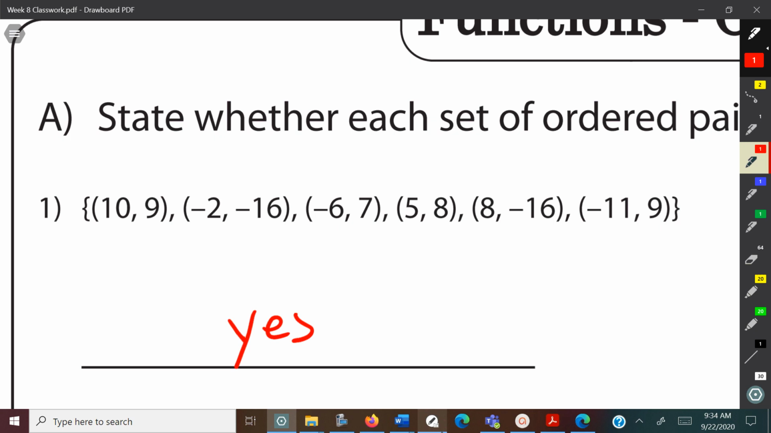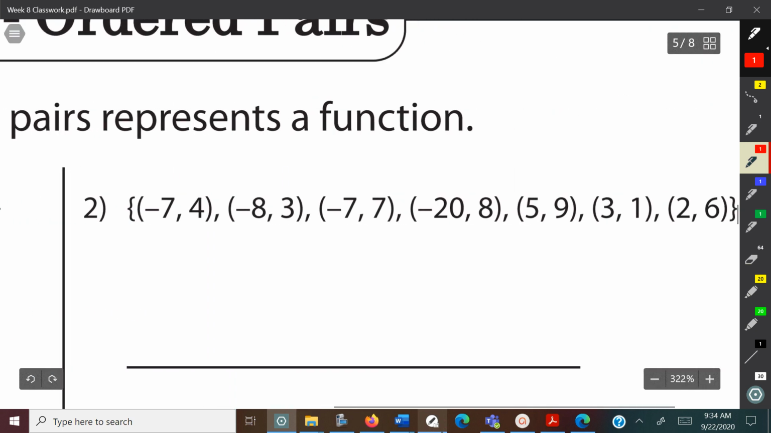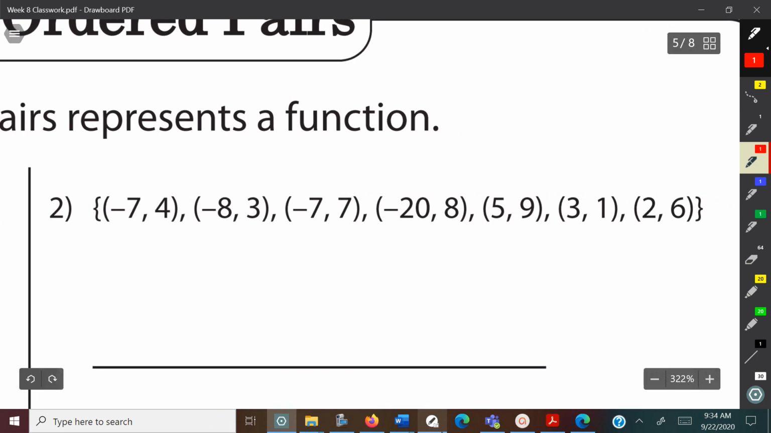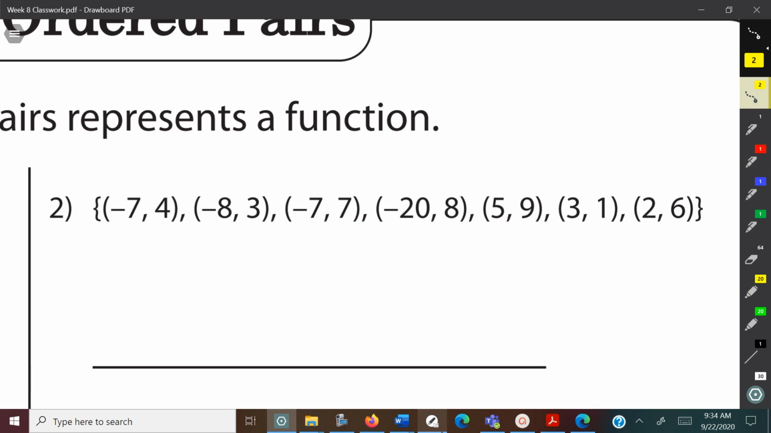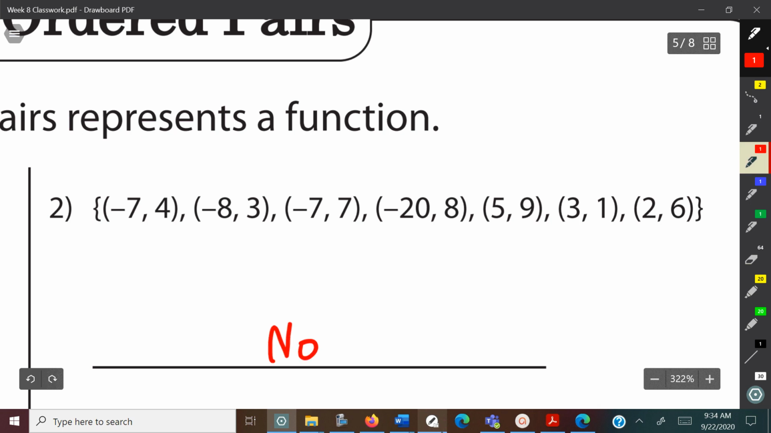So you just say yes, it's a function. All right, let's look at another example. On number two here, we're going to go through and see if there's only one x that represents only one y. If you've got two x's, like here and here, we've got -7 and then -7 here. So -7 can represent 4 or it can represent 7. When that happens, it is no longer a function. So you would put no for not a function.